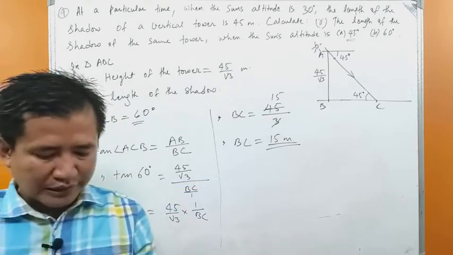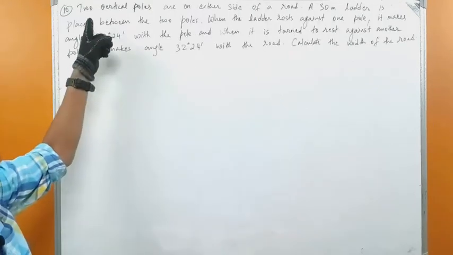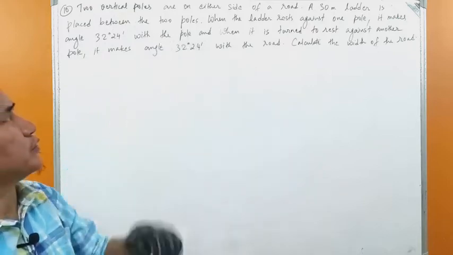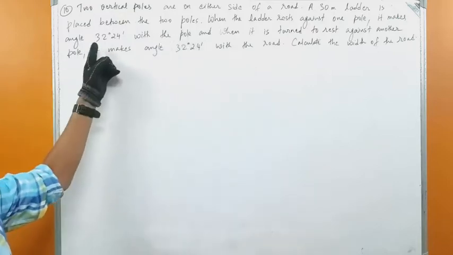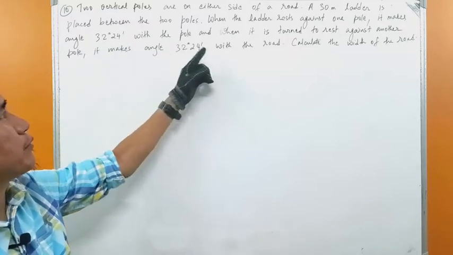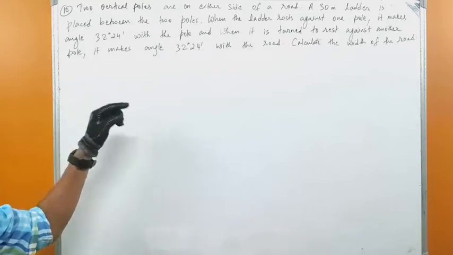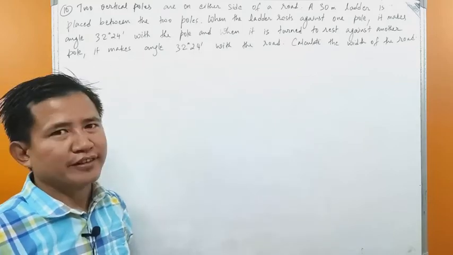Now let us do question number 10. Two vertical poles are on either side of the road. A 30-meter ladder is placed between the two poles. When the ladder rests against one pole, it makes angle 32 degree 24 minute with the pole, and when it is turned to rest against another pole, it makes angle 32 degree 24 minute with the road. Calculate the width of the road.